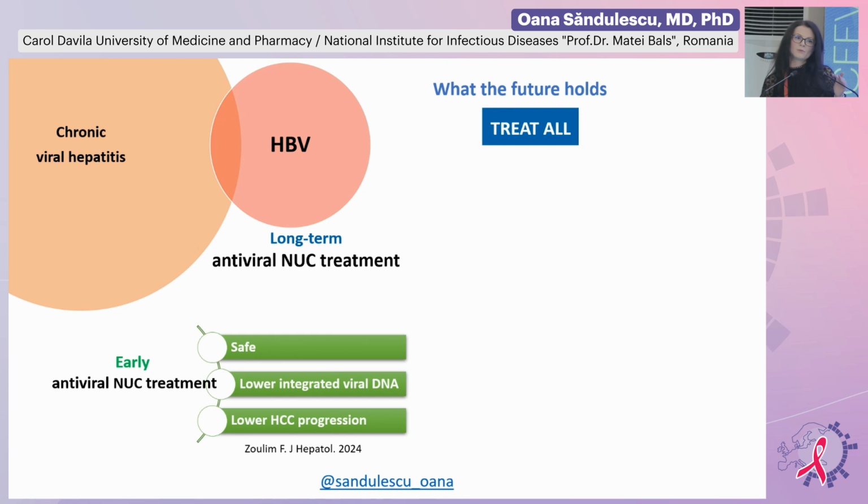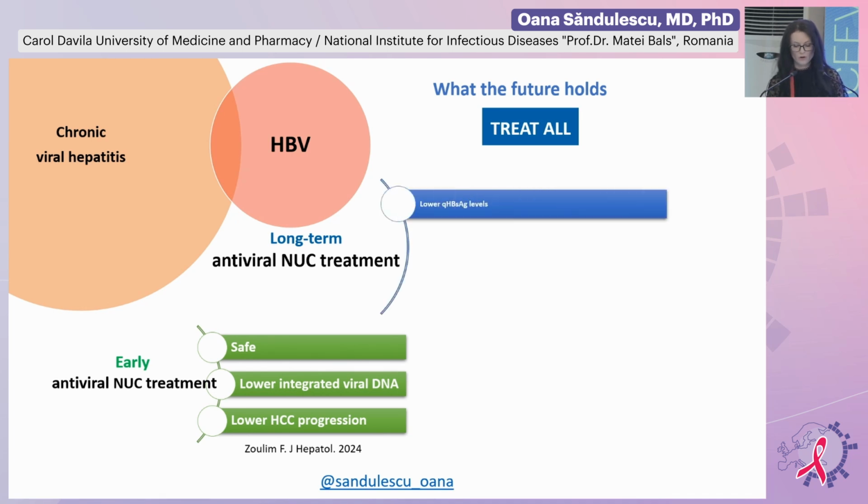And I was saying that we're perhaps thinking about introducing early nuke treatment, and it also has to be long-term nuke treatment. Why does it have to be long-term? Well, because if we suppress the viral load in the long term, with the years of treatment that accumulate, we are going to see that the patient eventually starts to express lower levels of quantitative HBs antigen.